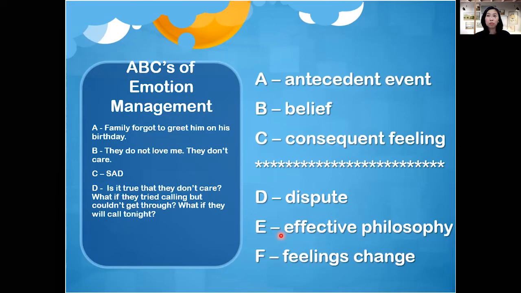O kaya malay mo, di pa naman tapos yung birthday mo. They will call you later tonight after class. Tapos sabi sa akin, ay, oo nga, no? Baka naman mamaya pa tatawag. Okay. So sabi niya, I will wait before the day ends. No? And so, he started smiling na. Okay. So see how the belief, once disputed, can generate positive feelings.